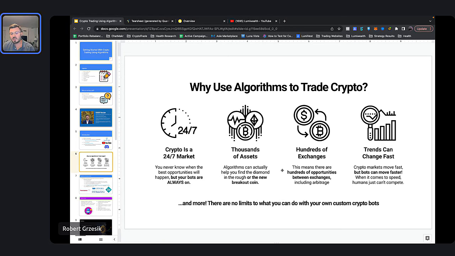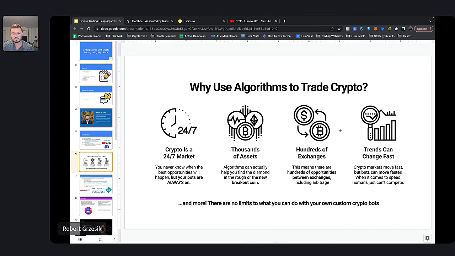Third of all, there are also hundreds of exchanges, right? There's a lot of things that you could do between exchanges. There are price discrepancies. For example, if you want to do arbitrage trading, you can actually make quite a bit of money by selling on one exchange and buying on another, taking advantage of price discrepancies. But then there are also different types of coins and different things happening on each one of these exchanges, which again, if you have a robot, makes it a lot easier for you to keep track of and profit from, right?